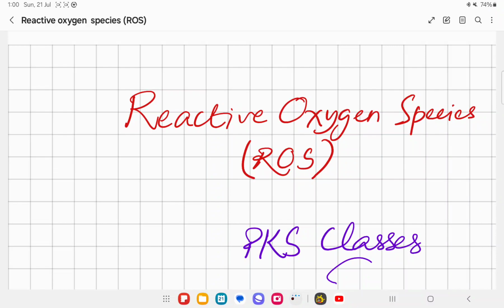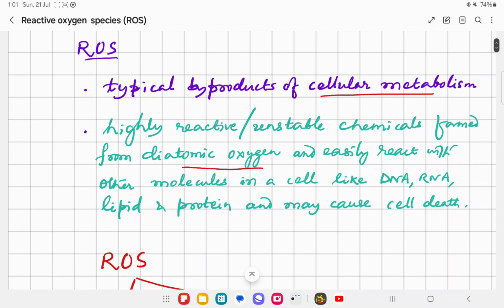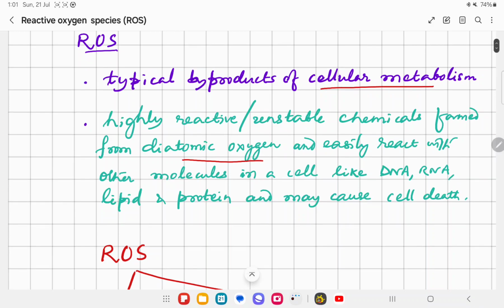Today we are going to discuss the reactive oxygen species. The reactive oxygen species are named so because they are highly reactive, unstable chemicals formed from diatomic oxygen, and they easily react with other molecules in a cell like DNA, RNA, lipid and protein and may cause cell death.